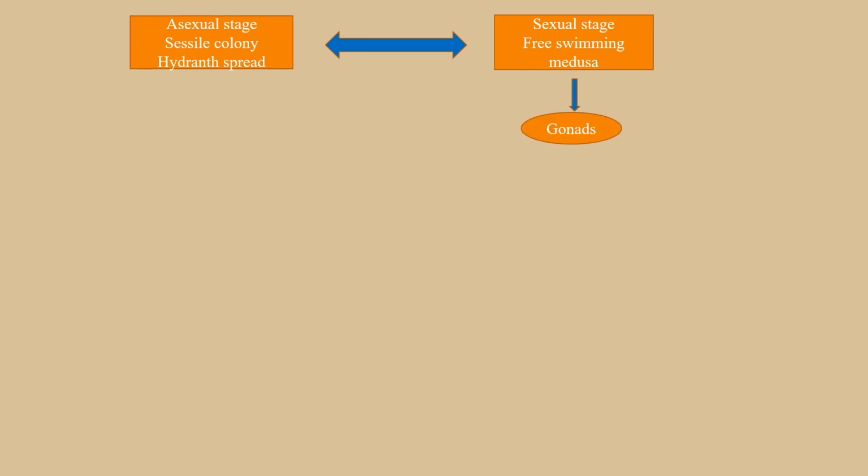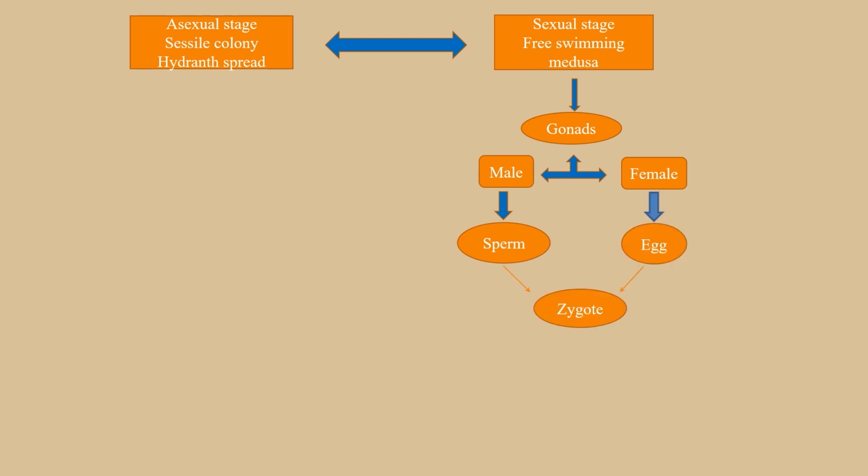In this flowchart, let us see the life cycle of Obelia geniculata. In an asexual stage of a sessile colony, the hydranth spreads through budding. From the bud, there arises a blastostyle from which free-swimming medusae are released in the water. The medusa contains gonads which may have male and female gametes. The male and the female gametes are determined by the parent plant. The male gametes are sperm and female gametes are egg.